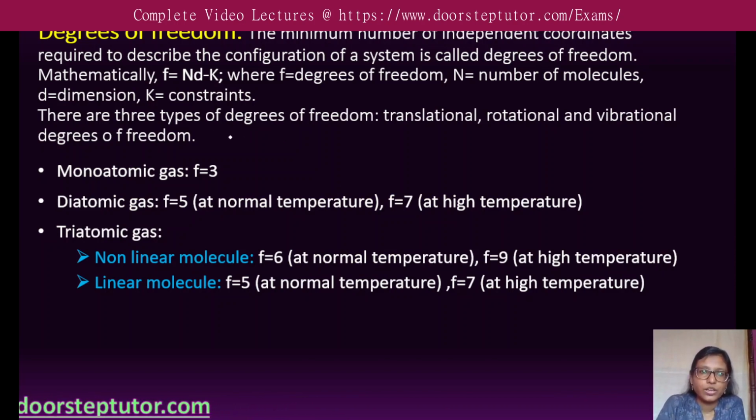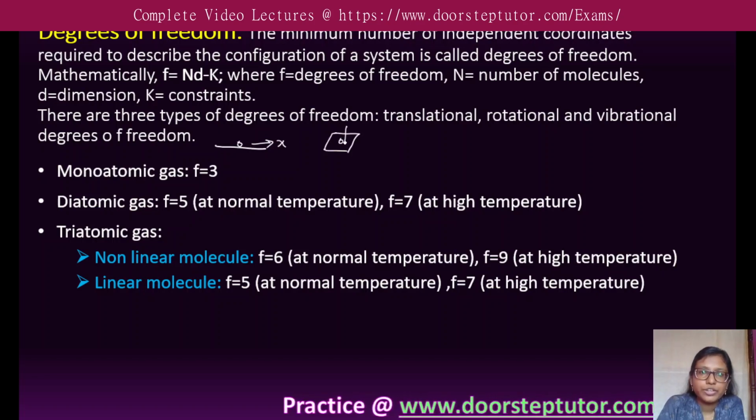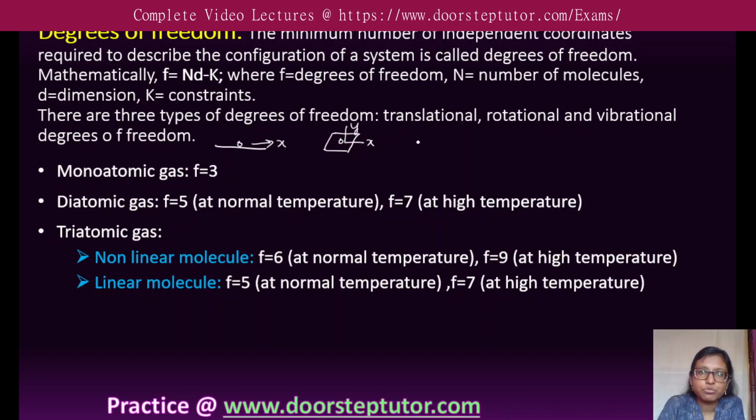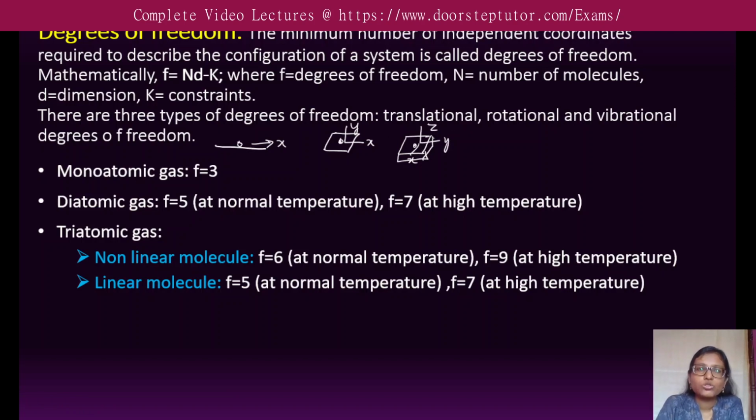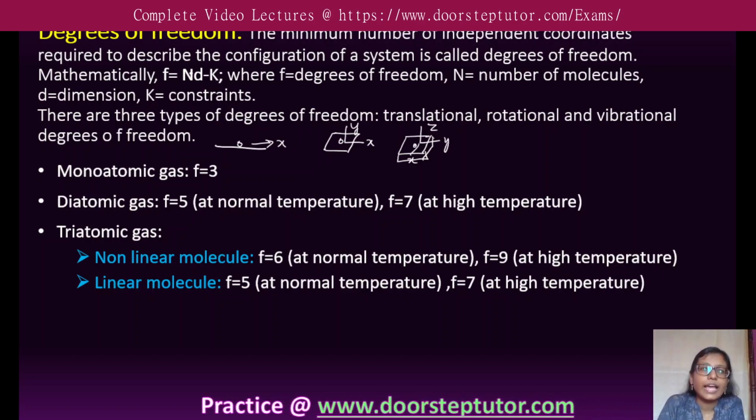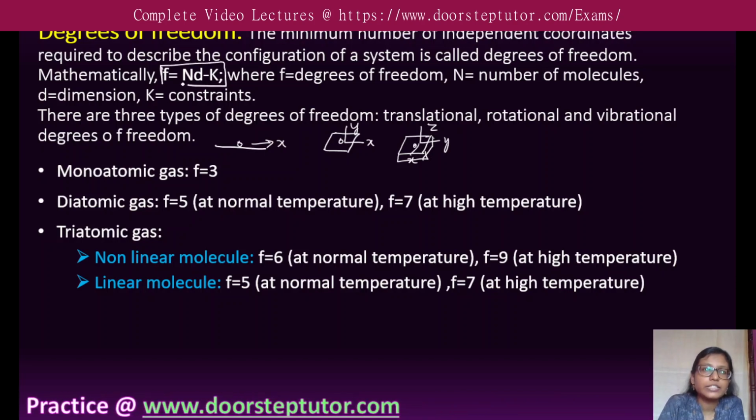So let's say an ant is moving along a wire. To define its motion, we need only one coordinate. If the same ant is moving on a plane, we will require two coordinates to define its motion, and if the same ant is moving on a three-dimensional surface, we will require three coordinates to define its motion. So the minimum number of coordinates required to define the motion of any system is known as degrees of freedom, and the general formula is given by this equation.